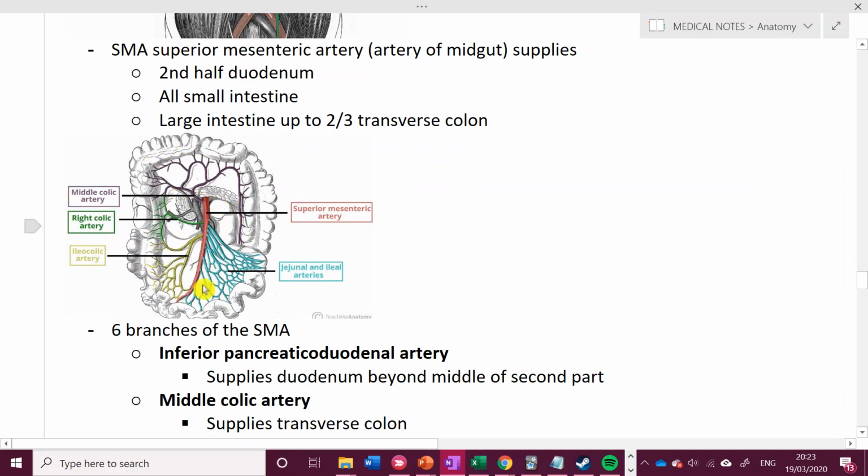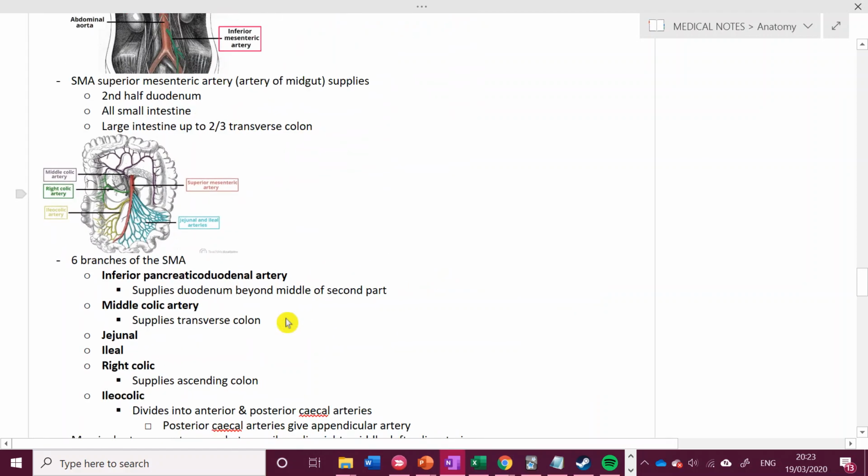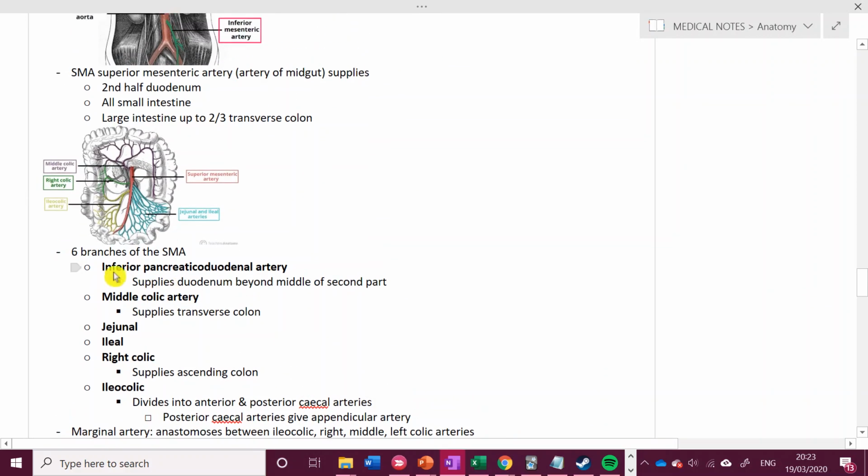In this picture, the mesentery has been expanded, and you can see more clearly where the arteries run. The superior mesenteric artery has 6 branches. You've got the inferior pancreaticoduodenal artery, the middle colic artery, the jejunal and ileal arteries, the right colic, and the ileocolic arteries. The inferior pancreaticoduodenal artery supplies the duodenum beyond the middle of the second part. The middle colic artery supplies the transverse colon, as you can see here, and the jejunal and ileal arteries supply the jejunum and ileum.